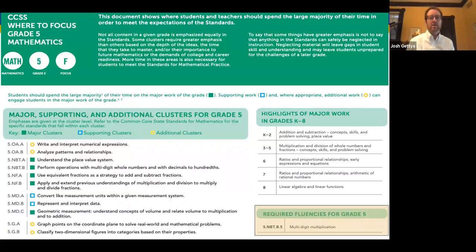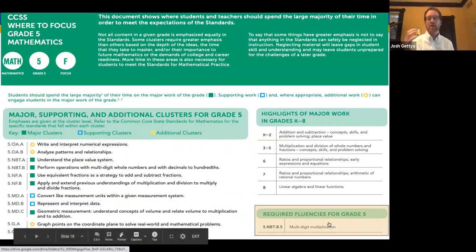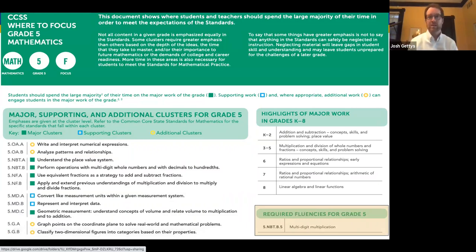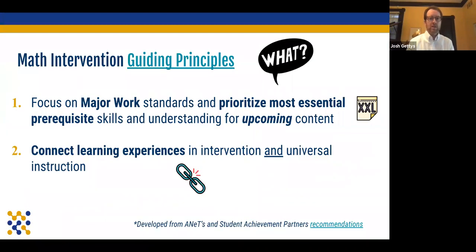So the last thing on this document is, okay, I know I need to spend some time on math fluency and building up their fluency. So what is most of my time going to be spent on at grade level? It tells you right there. You've got 1 standard, multi-digit multiplication, which is going to be the focus for this group. So back to guiding principles. We've talked about how to find the major work for a grade. We've talked about how to connect learning experiences in intervention and universal instruction. The fluency example would be one link there, right?